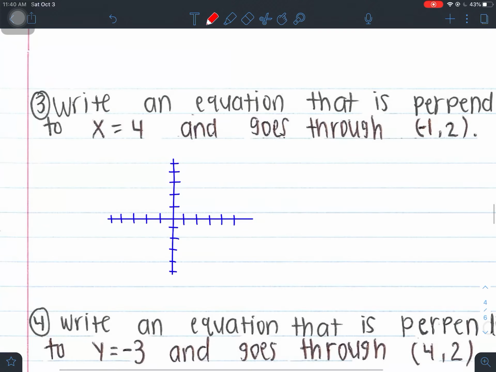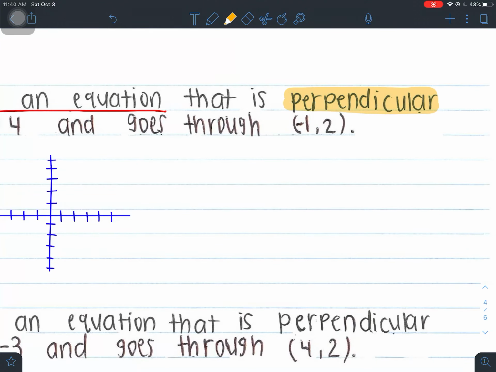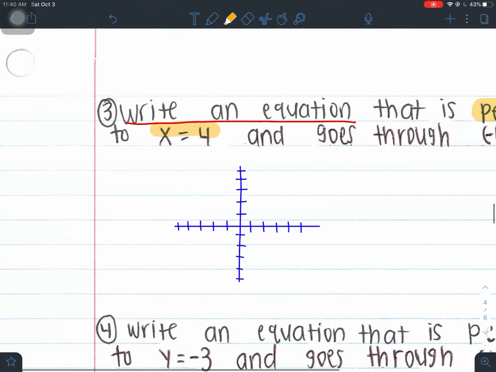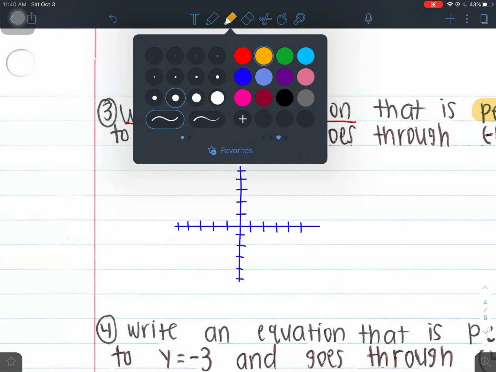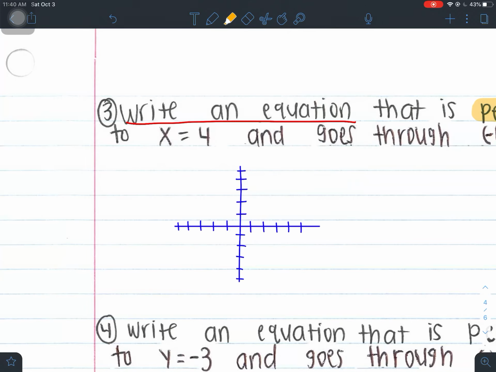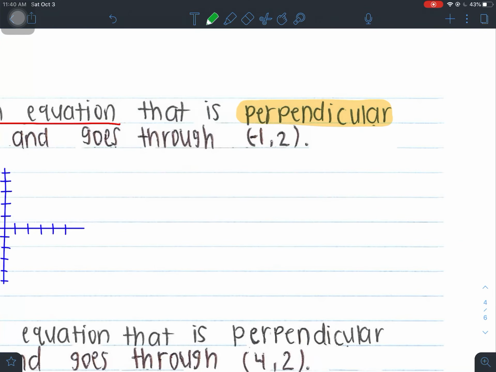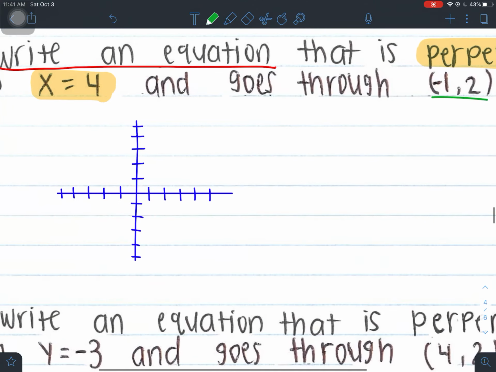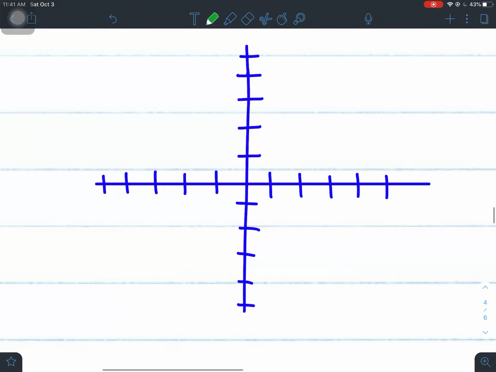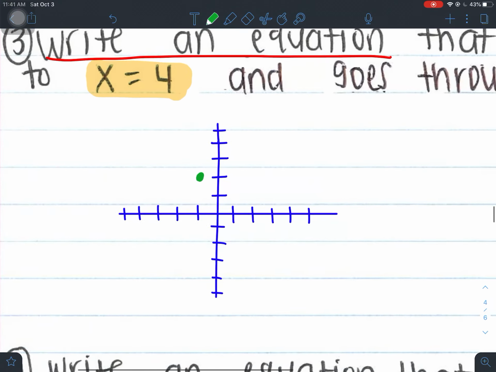So we know that we're going to have to write an equation in the very end. We want that equation to be perpendicular, so we want it to cross x equals 4. And I'm going to highlight that. I'm going to highlight x equals 4. Why not? Okay. And then we want it to go through the point -1, 2, not 3. So let's go ahead and plot -1, 2. So -1, 2 is going to be located right here.